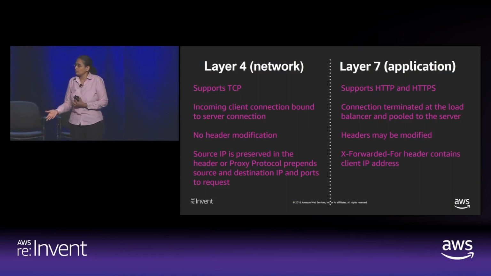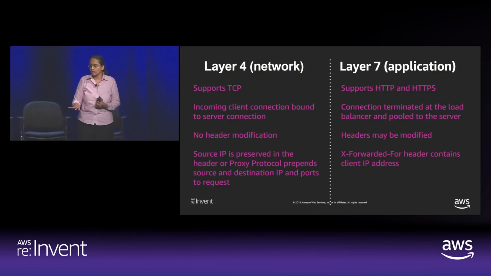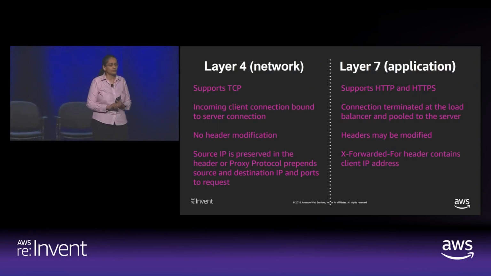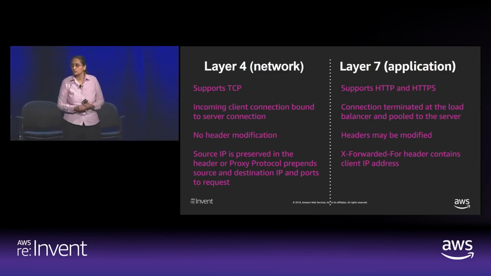The layer 4 load balancer, as the name says, runs at layer 4. It supports TCP, and some load balancers also support UDP. The incoming client connection is just attached to the server connection. The connections are not terminated, no headers are modified. Some load balancers preserve the source IP, but generally the source IP is not preserved. Some load balancers preserve the source IP by prepending it to a proxy protocol v2 header, which is a definition that HAProxy came up with.